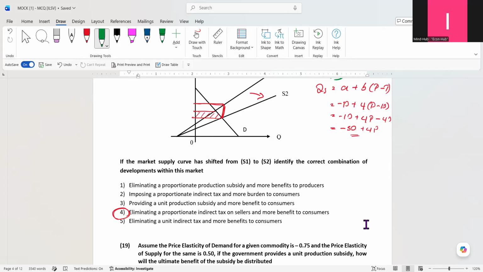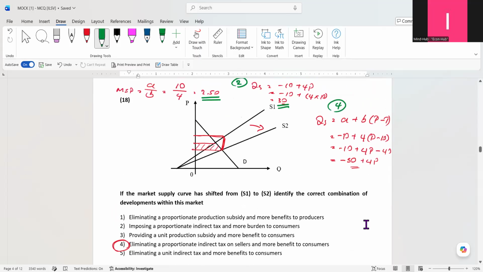Eliminating a proportionate indirect tax on sellers gives more benefits to consumers. If it's a tax, whoever is more elastic has to pay less of the tax. But when you remove a tax, it's not a burden, it's a benefit, so the benefit goes the other way. Whoever is elastic gets less of the benefit, and whoever is inelastic gets more of the benefit. Now hold on, where does this elasticity story come in here?